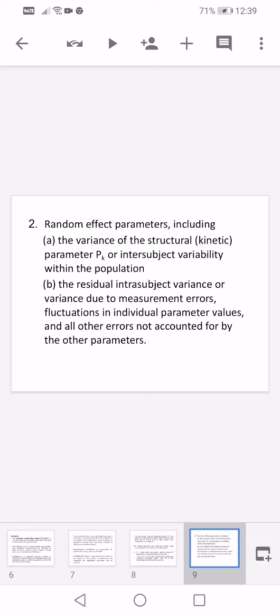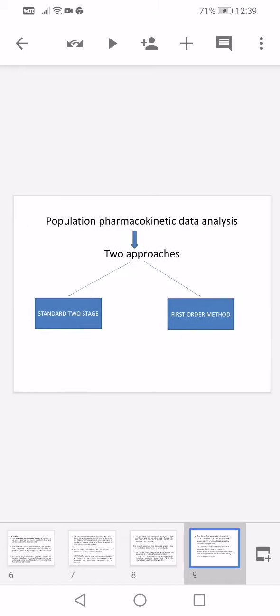So fixed means that age, weight, etc. will be coming. In the random parameters, we are going to consider the kinetic parameters, that is all the PK parameters, in both the intra-subject and inter-subject population, and the residual errors, which will be overcome by this method.